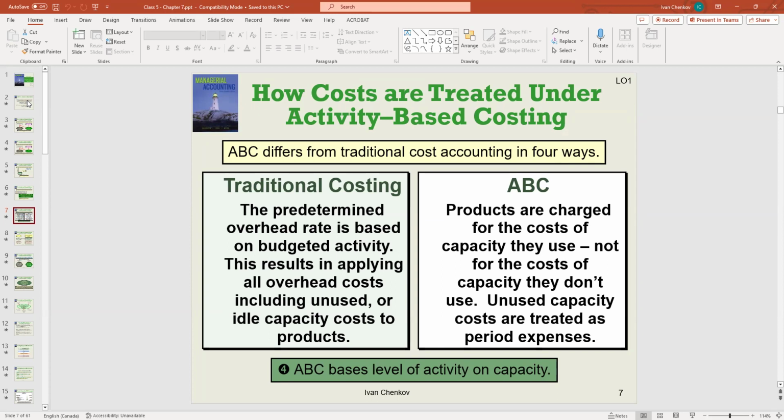Whereas in activity-based costing, we're going to chase the actual activity and we're going to charge to our product only the cost of the capacity that they're actually using. For the unused capacity, we're going to treat it as a period expense.